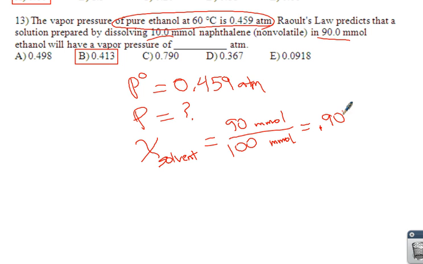So the equation is P equals chi P prime, 0.90 times 0.459, and that's where we get the 0.413. So from this question, how do we know ethanol is the solvent?